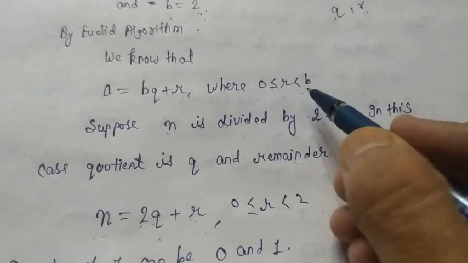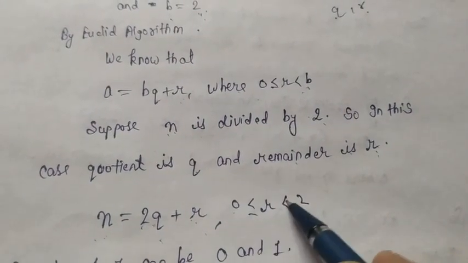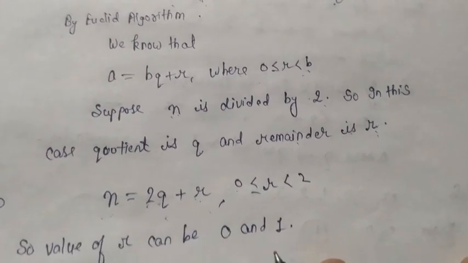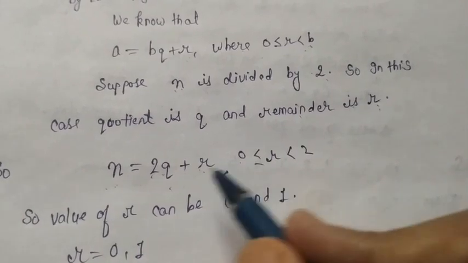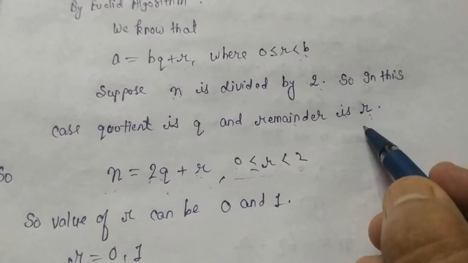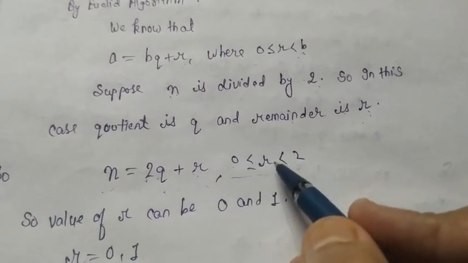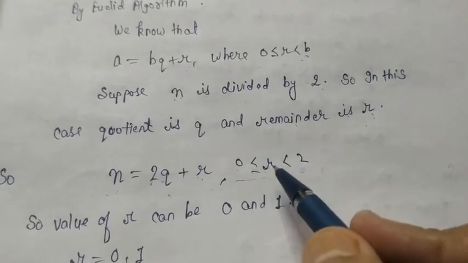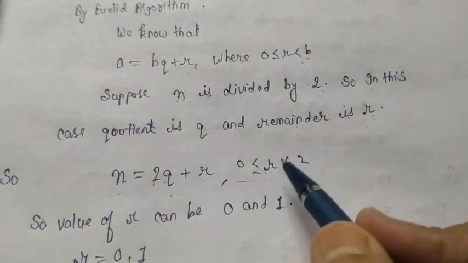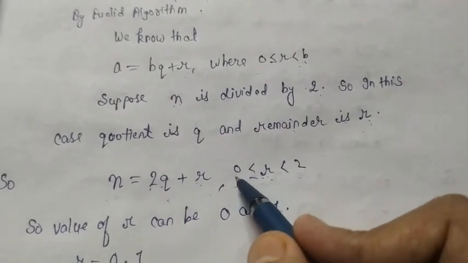In this question b is 2, so I have written r is greater than or equal to 0 and less than 2. Is it clear, students? Now move on. By this statement you can say, because q and r are also integers, r is greater than or equal to 0 and less than 2. So the value of r can be 0 and the value of r can be 1 also.